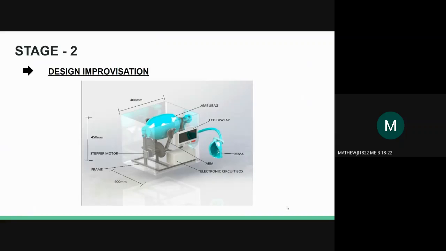In this figure, attention has been given to small details as we have incorporated an electronic circuit box which houses all the electronic parts, and we have also given an LCD display to show the various parameters. Also, in this design we have used a stepper motor, namely the NEMA 23.